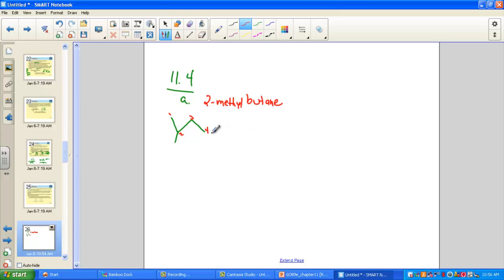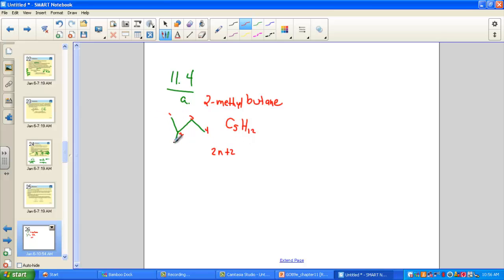How many total carbons do you count? 1, 2, 3, 4, 5. And do you remember my trick? 2n plus 2. 2 times 5 is 10, plus 2 more. There's 12 hydrogens in that structure. C5H12 is its molecular formula. Its IUPAC name is 2-methylbutane.